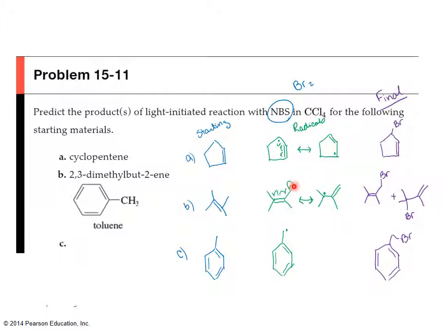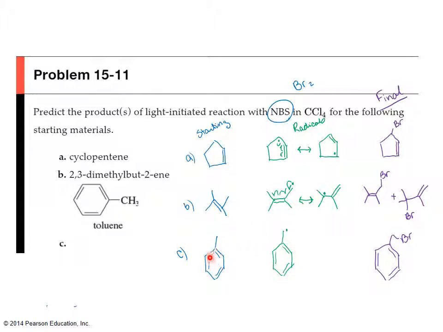That is going to be moved through resonance. So the double bond moves to here, putting the new radical right there. So there's two places where the bromine can add. If it adds here, then your final structure looks like that. And if it adds here, your final structure looks like that. So overall, you get two products.